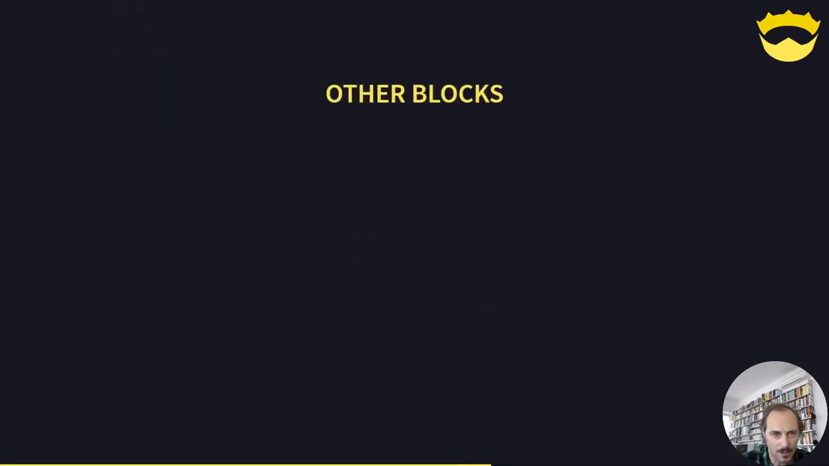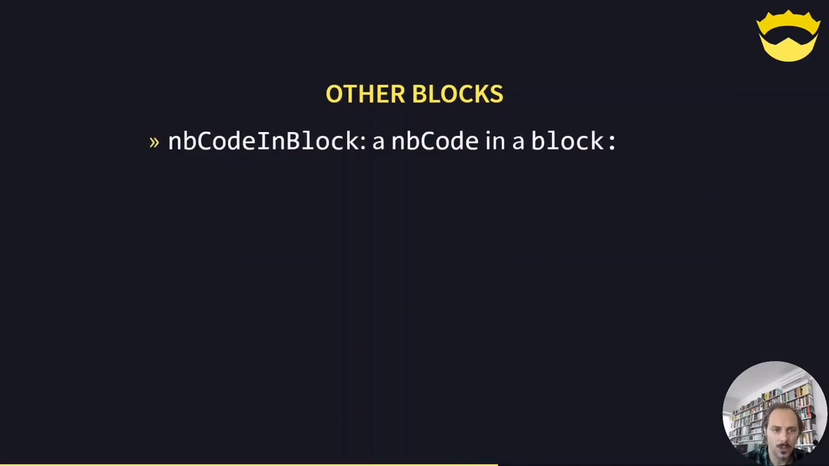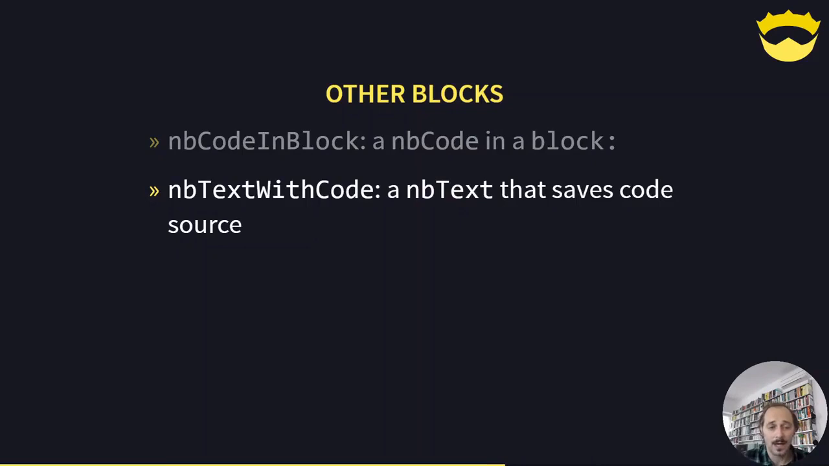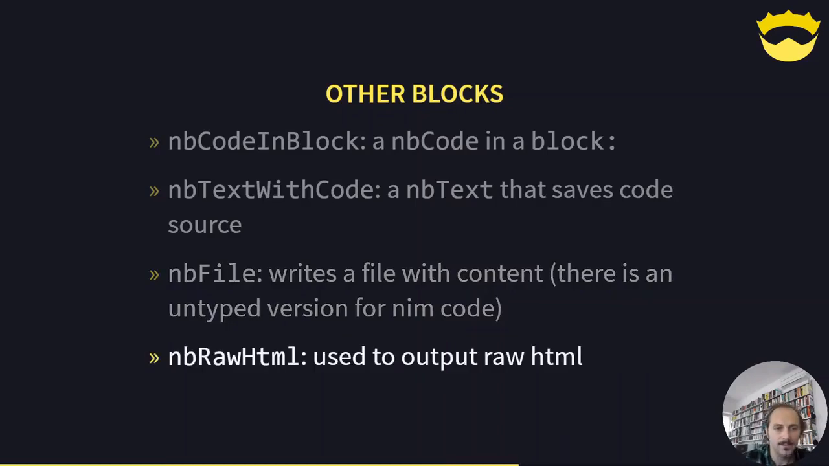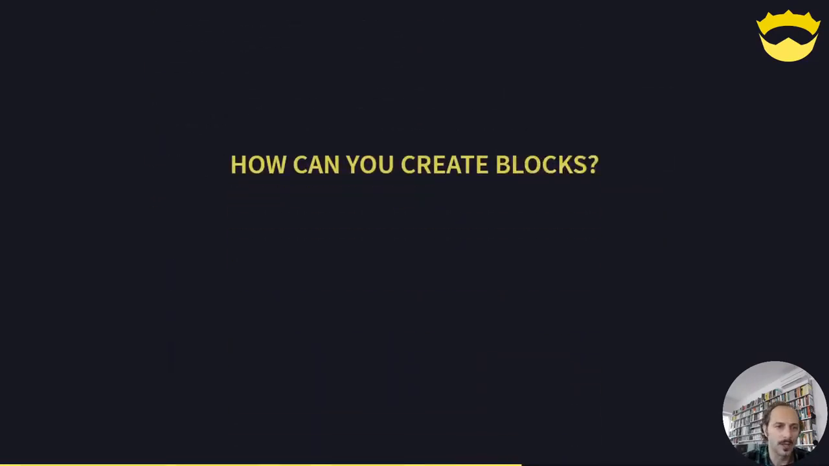In Nimib there are other blocks. In particular, I mentioned the NB code block. When you do not want to inject your variables in the global scope, you can have two NB code blocks in sequence that redeclare the same variable X. I already mentioned the NB text with code, which is an NB text which saves the code source. Then there are two versions of NB file, one in which the input is a string and one in which the input is Nim code and it will write a file with the Nim code. And finally, I want to mention the raw HTML, which is a very versatile block that just outputs raw HTML.